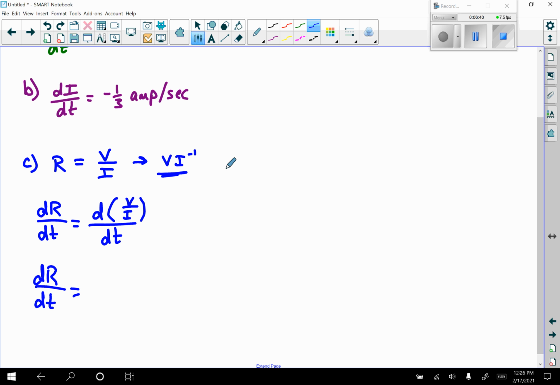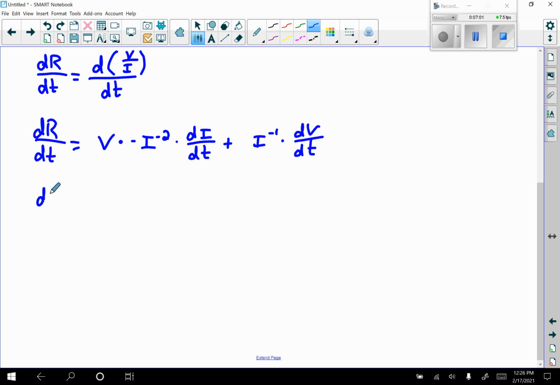So I'm going to use the product rule right here. We'll have uv prime: V times negative I to the negative second times dI over dt, and then plus I to the negative first times dV over dt, because that's leaving this the same and then taking the derivative of V. We want to clean this up because there's a little bit more we're asked to do in part D. So this becomes negative V over I squared times dI over dt, plus 1 over I times dV over dt.